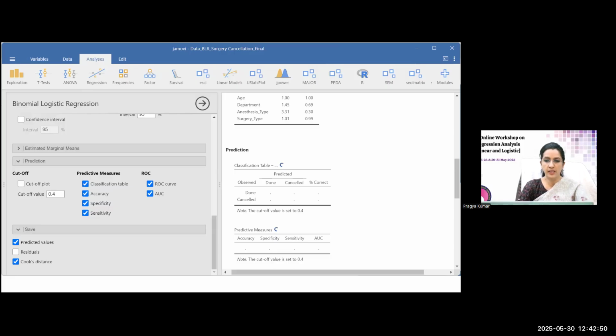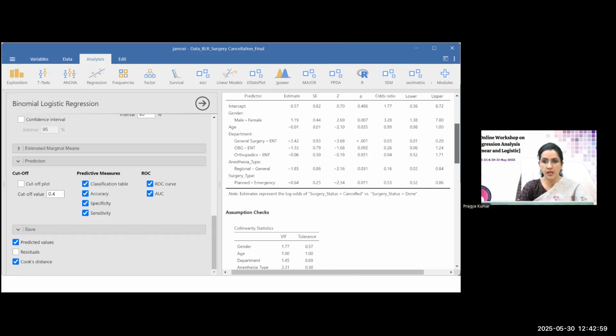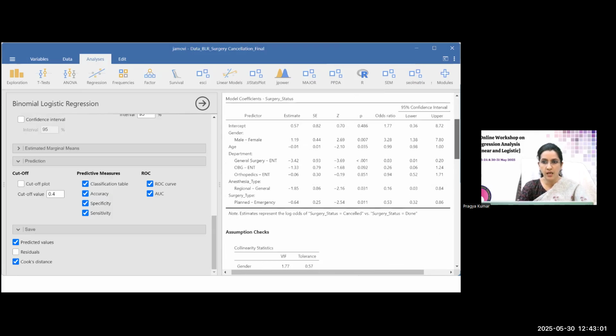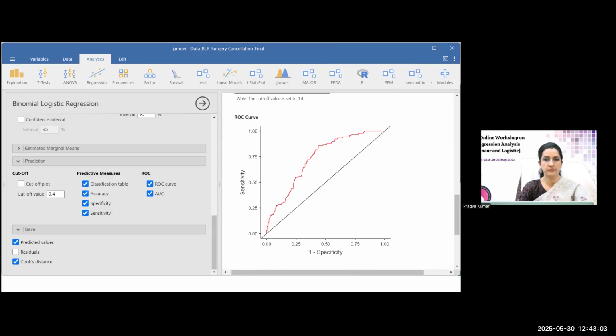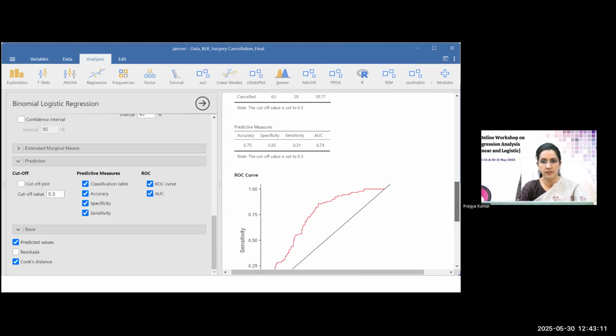In that case, you see that your specificity is now 96% and sensitivity is 18. And if you see the R square, R square is the same, because that doesn't change. If you make this a 0.3 cutoff and then see, then your specificity is, because we know that when specificity decreases, sensitivity increases.